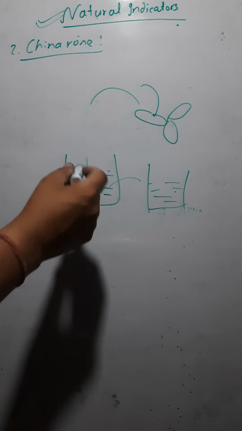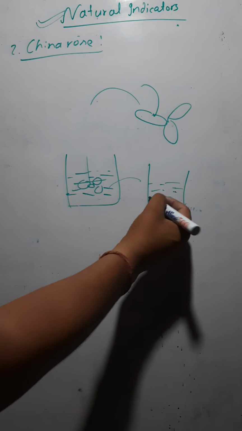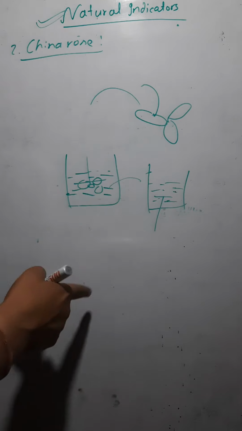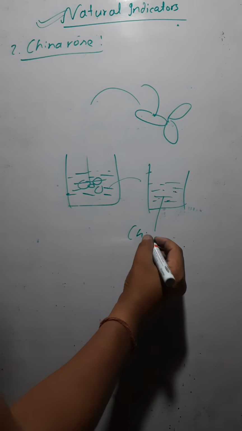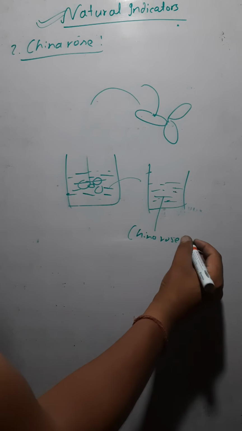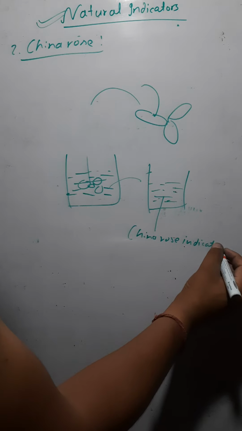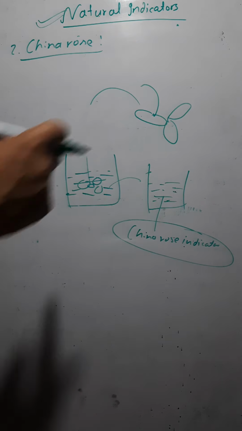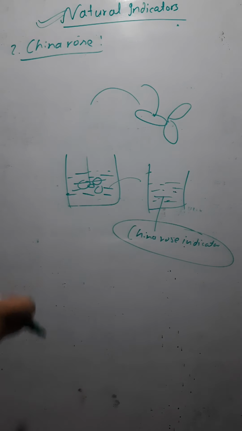After some time you would observe that the water is colored. Now this is the colored water. This colored water we are using as an indicator. So this colored water is the China rose indicator. Now we are using this China rose indicator to find out whether a given solution is acidic or basic.